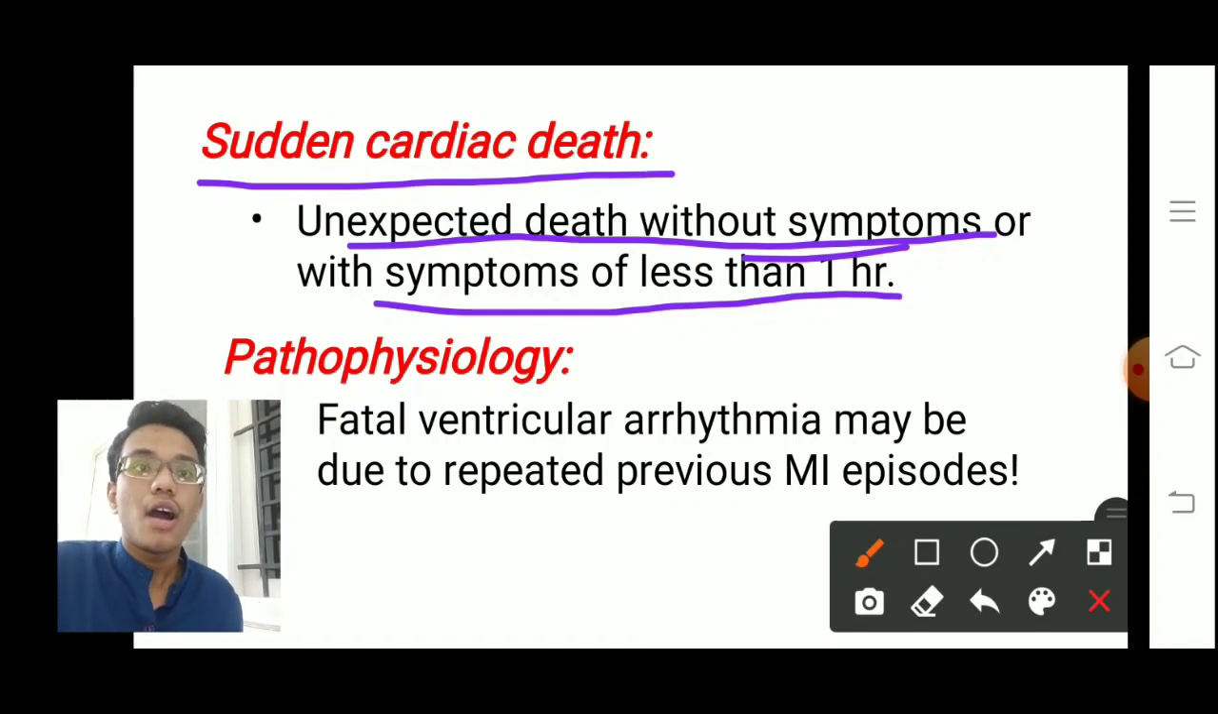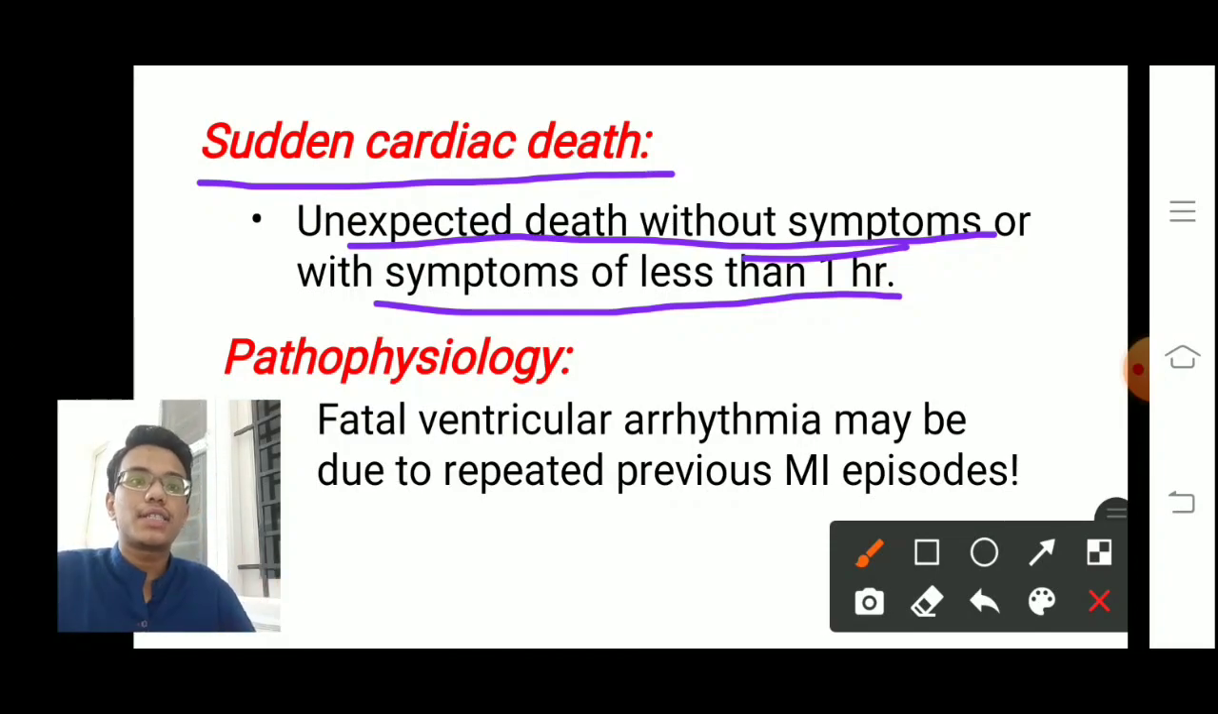Or sometimes with symptoms. The patient may develop severe chest pain, he is not able to walk, he is not able to talk, so the relatives try to take him to the hospital. They call 108, or 911 in the US. Then what happens? The ambulance will obviously take some time to reach the location. So within the time gap he may land up in death. That is sudden cardiac death. Okay, so either without symptoms or with symptoms of less than 1 hour, sudden cardiac death can occur.